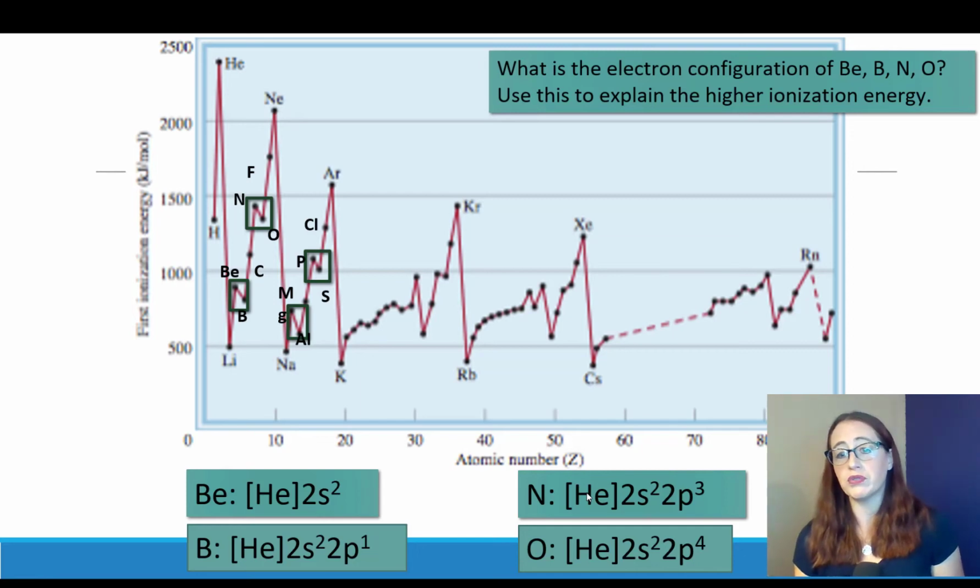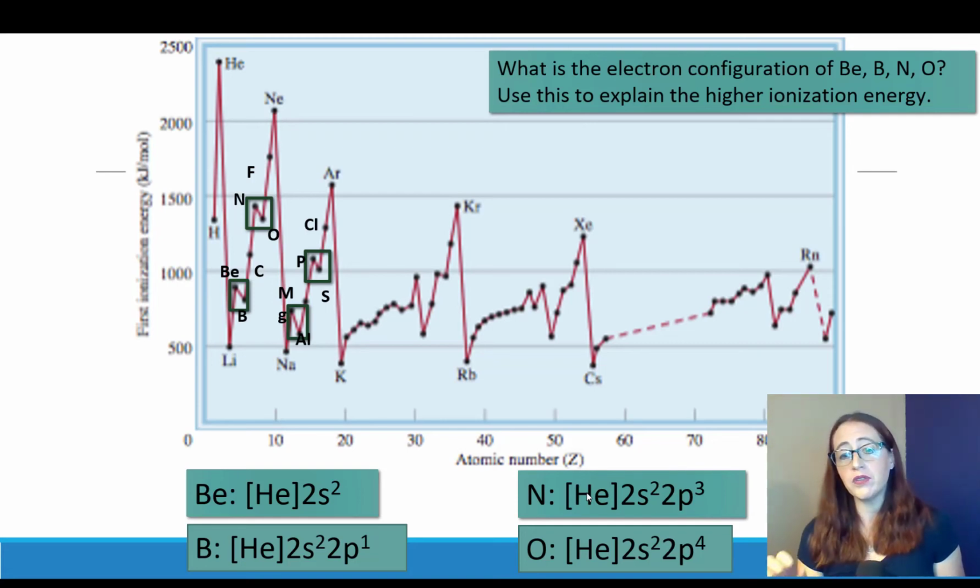It's going to be harder to remove an electron from that stable configuration than it is from the configurations like boron or oxygen, which has this one extra electron past that stability point. And so this part of the table flip-flops in order of ionization energy.